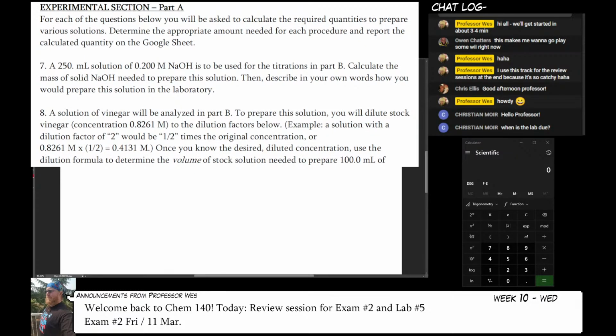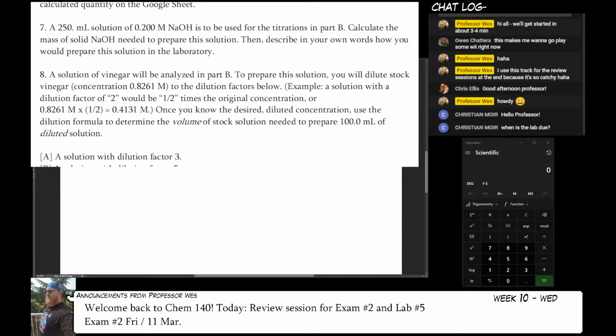So in part A, you're going to have to make 2 solutions. One of the solutions is using solid sodium hydroxide. The other is using an aqueous solution of vinegar. Those are the 2 solutions that you're going to see used in questions 7 and 8. And I've run into an issue here. Where is my pen? There it is.